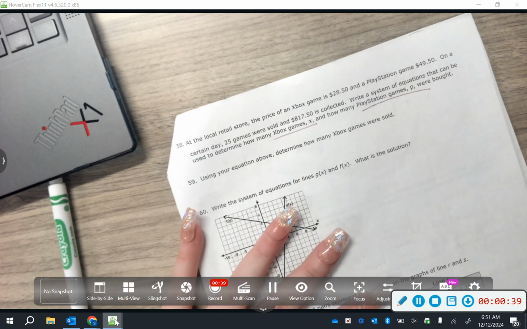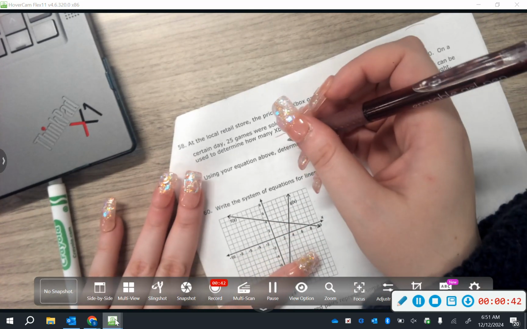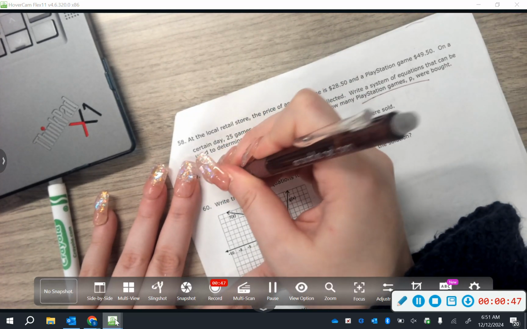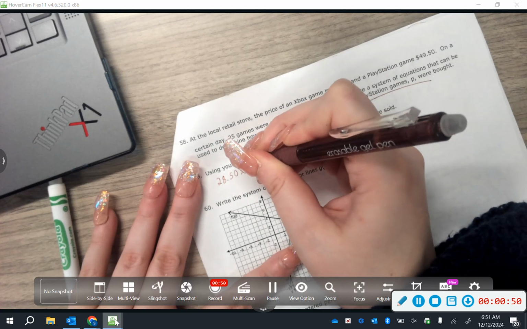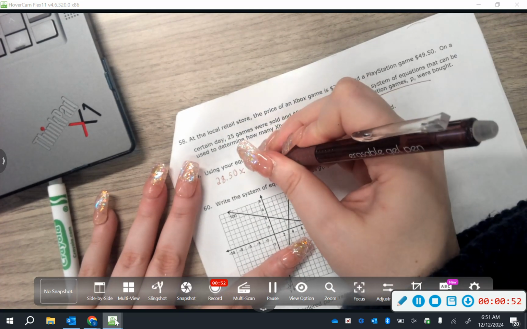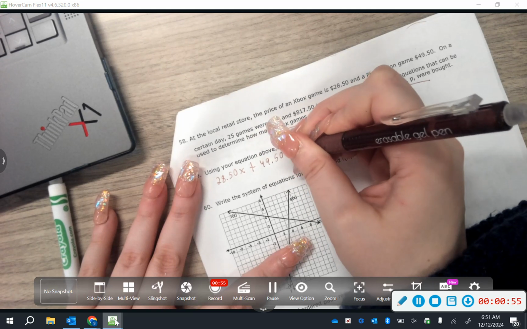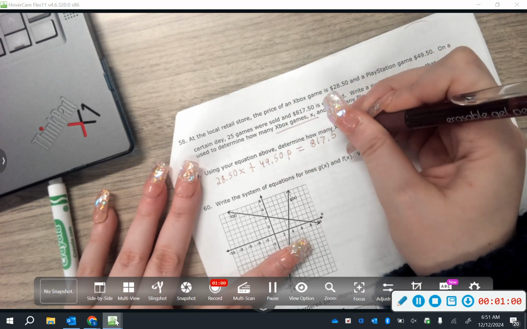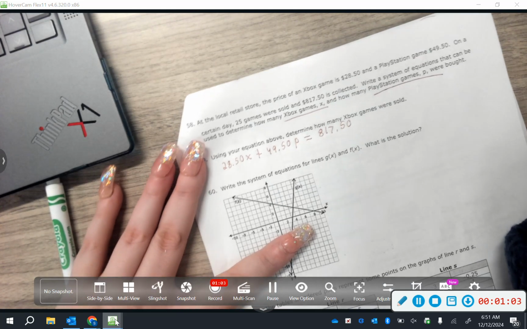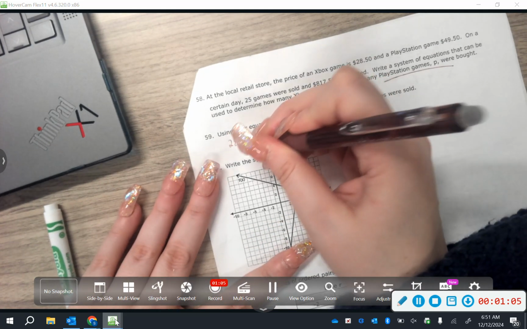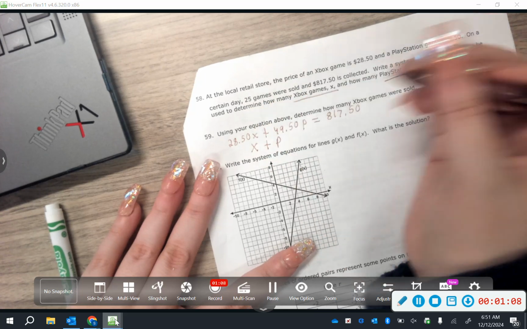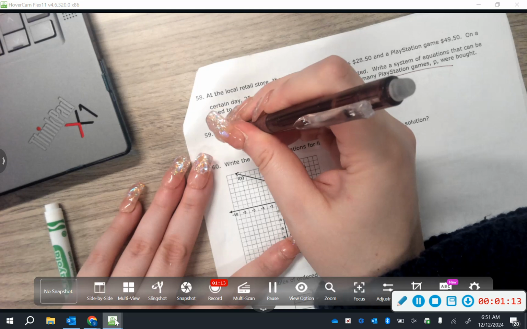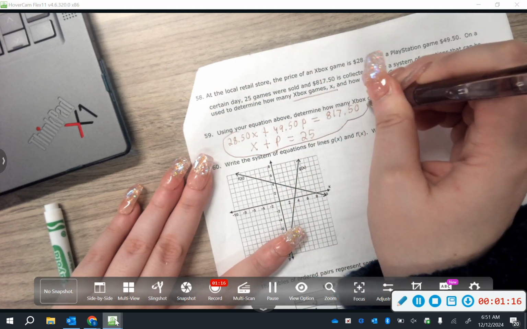Okay. So I'm going to write the equation here. Our equation is each Xbox game costs $28.50 X plus each PlayStation game costs $49.50 P equals we spent a total of $817.50. Okay. Well, I also know I bought Xbox games plus PlayStation games, and that I bought a total of 25 of them. Here's your answer for number 58.